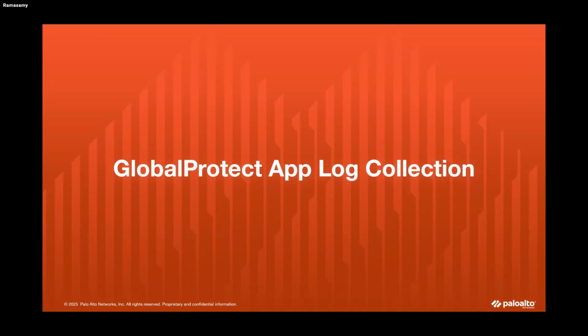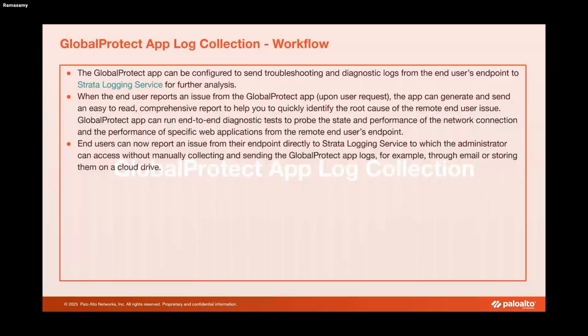GlobalProtect App Log collection. The GlobalProtect app can be configured to send troubleshooting and diagnostics logs from an end user's endpoint to Strata Logging Service for further analysis. When the end user reports an issue from the GlobalProtect app, the app can generate and send comprehensive reports to help you quickly identify the root cause of the remote end user issues.